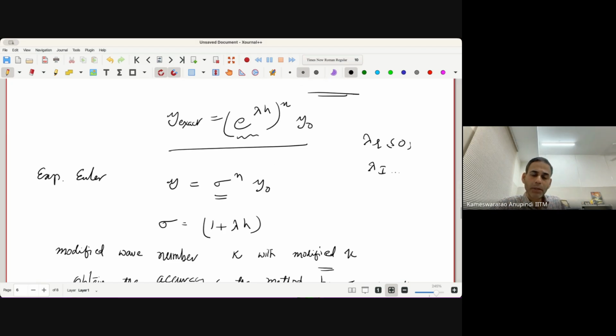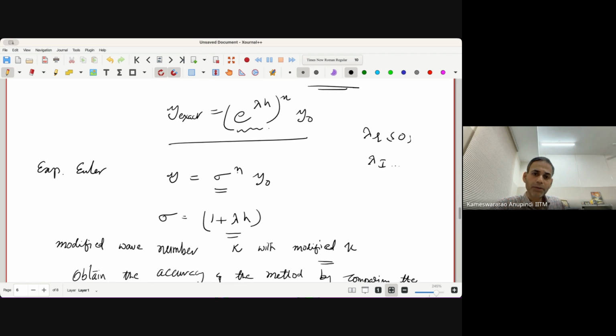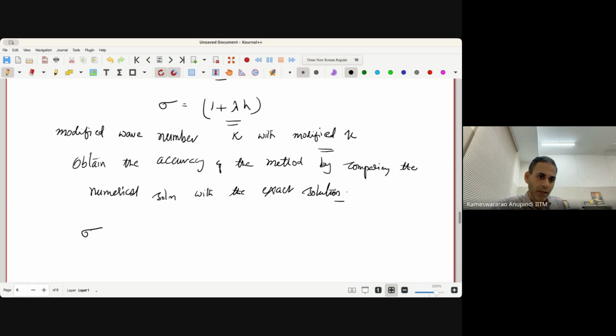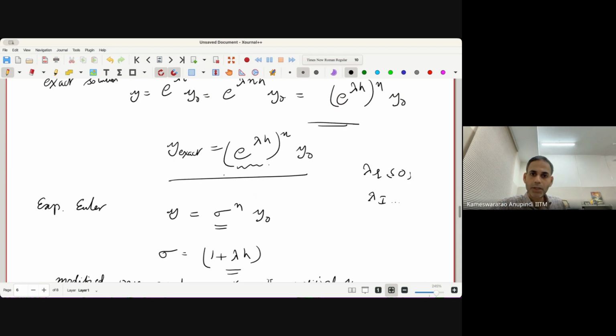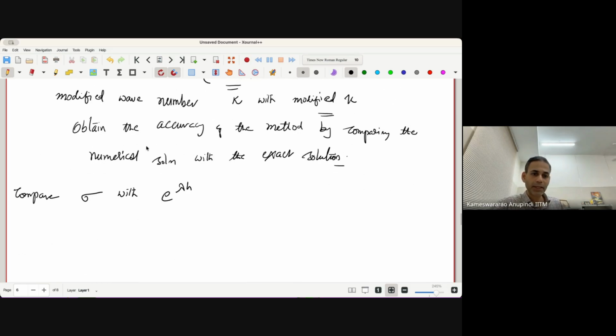So what does e power lambda h look like, and what is 1 plus lambda h? So if I compare, that means I want to compare sigma, which is coming from the numerical method, with e to the power lambda h. Okay, so that is what I have here. That means this is e to the power lambda h, and this is sigma to the power n. So I want to compare this sigma with this e power lambda h, because one is coming from the exact solution, the other one is coming from the numerical solution. This is what we are doing to allow us to compare the accuracy.